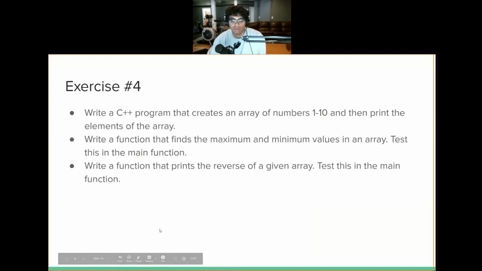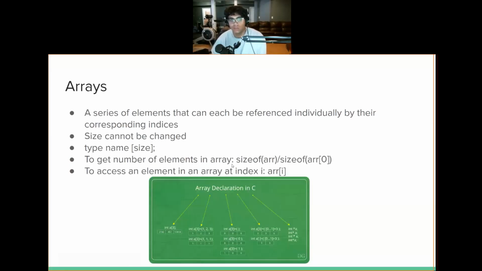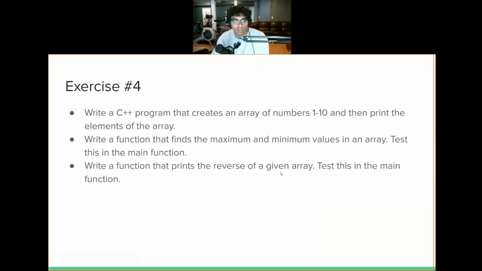And to get the number of elements in the array, you're going to have to perform this operation. So you're going to do size of whatever the array is divided by size of the first index. And this is because C-style arrays don't have their own defined size function, but that's basically what everything does in the background. And then to access an element at index I, this is how you're going to reference it. So the array name, and then in brackets, the index you want to access.